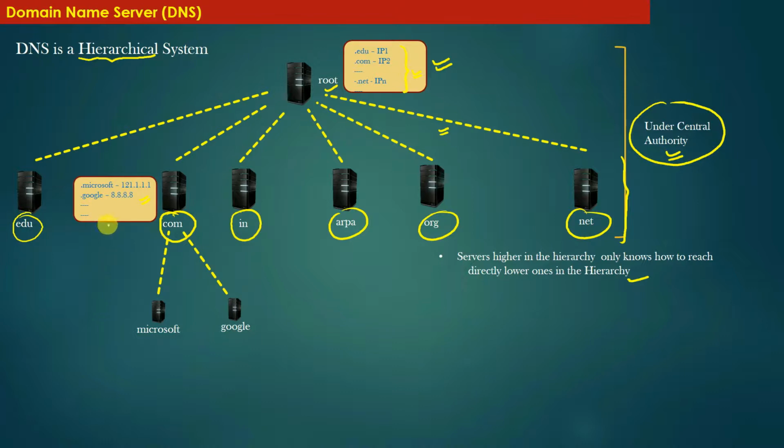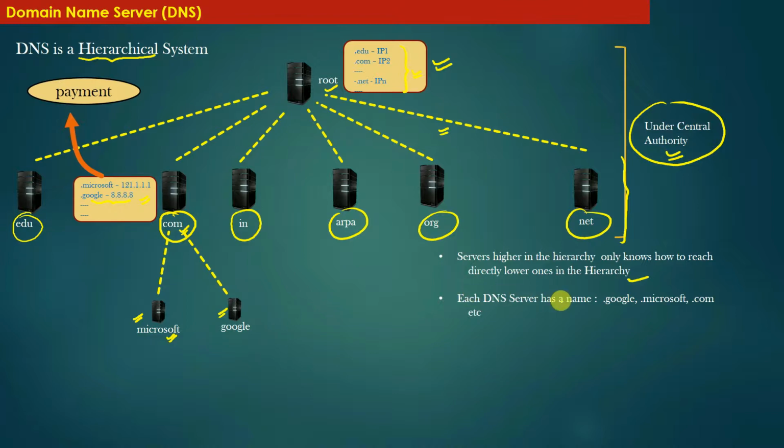Right? Now what does that mean? It means that Microsoft Corporation is running its own DNS server and the name of that DNS server is Microsoft DNS server. And that Microsoft DNS server is registered under the COM DNS server. Right? So Microsoft must have paid this central authority in order to have their IP address entry in the DNS database of the COM DNS server. Right? And the same is true with the Google DNS server. So you can see that this is a DNS server for Microsoft, this is a DNS server for Google.